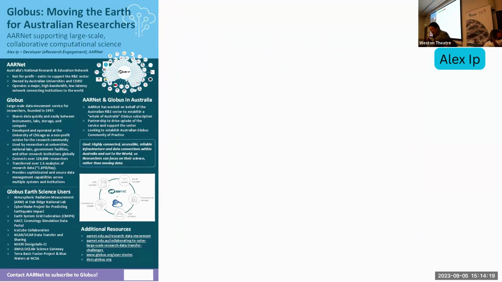Right, I'm here to talk about Globus, which is a suite of tools for dealing with massive data sets. For those who don't know, AARNet, Australia's research and education network provider, we carry all your data around. So AARNet has been working on behalf of the sector to establish a whole of Australia Globus subscription offering. Both AARNet and Globus are not-for-profit entities serving the research sector.